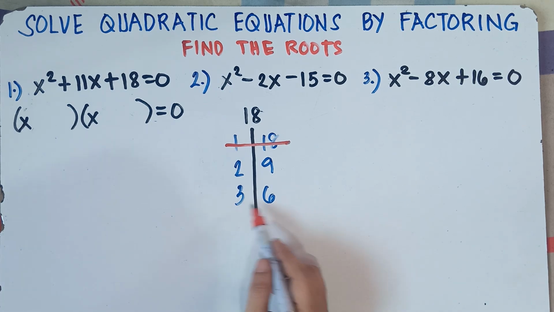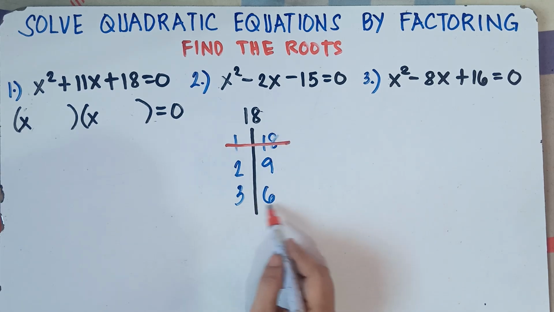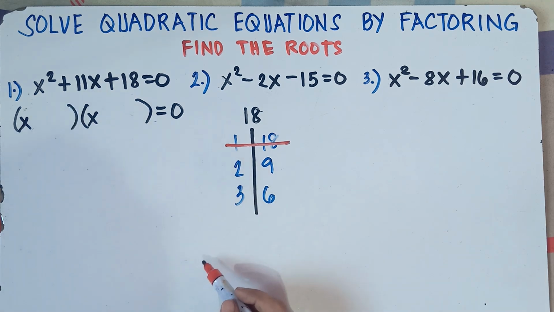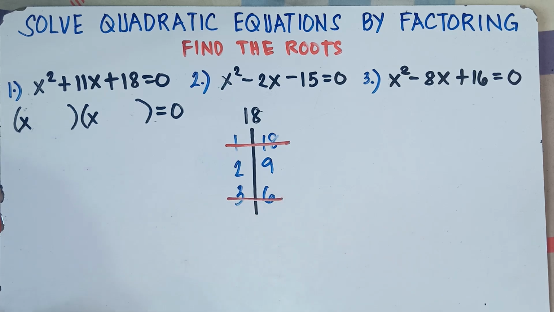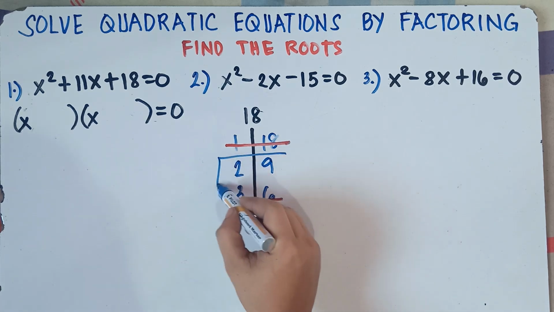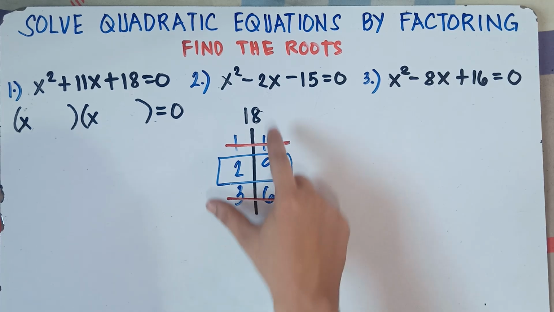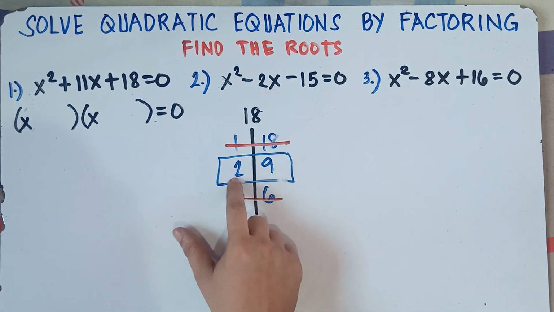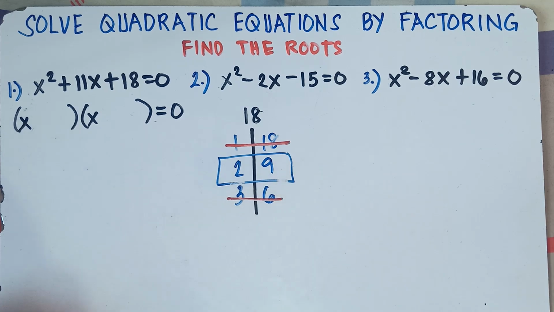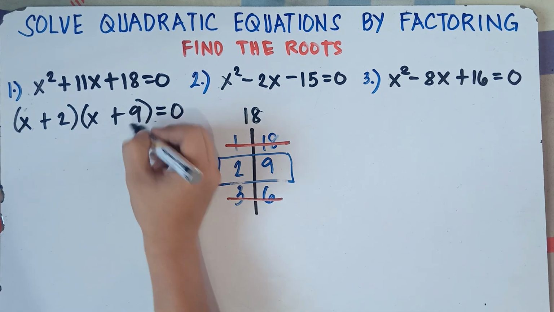If we multiply 3 times 6, that's 18. That's correct, but if we combine, do we get positive 11? Nope. 3 plus 6 is just 9. So therefore, we cannot use this one. We need to select 2 and 9, because if we multiply 2 times 9, that's 18. If we combine 2 plus 9, that's 11. Therefore, these will be the factors, class. There will be positive 2 and positive 9. So you put positive 2 and then positive 9.